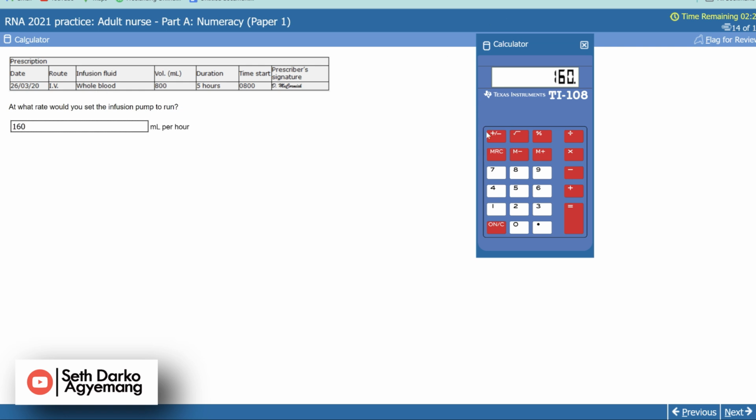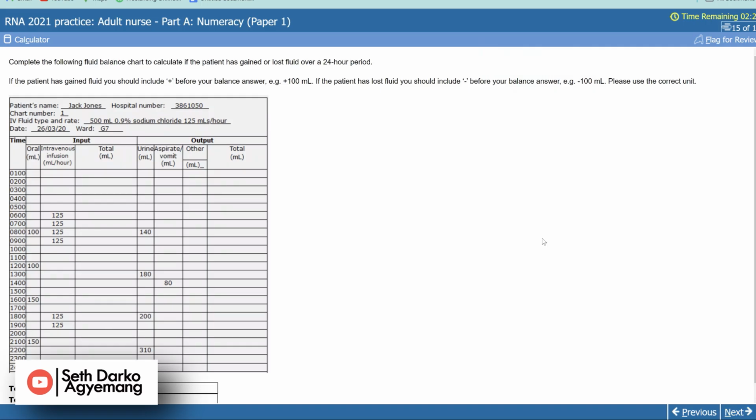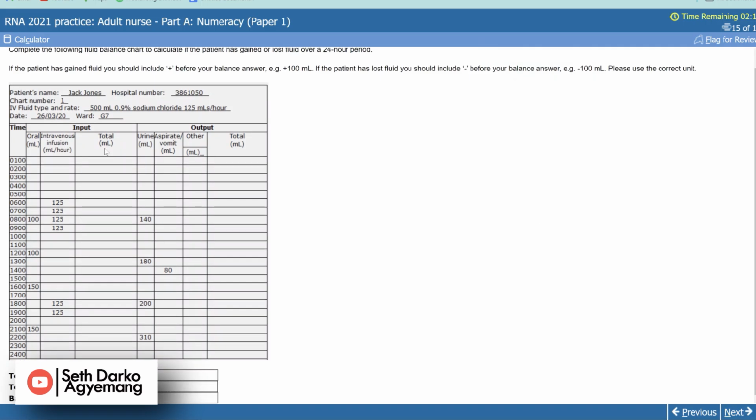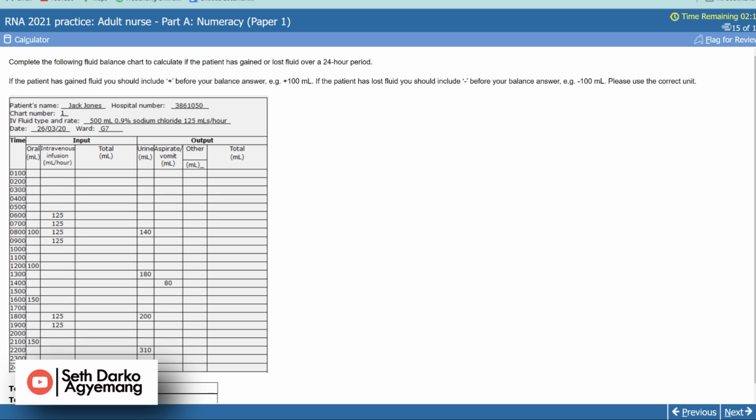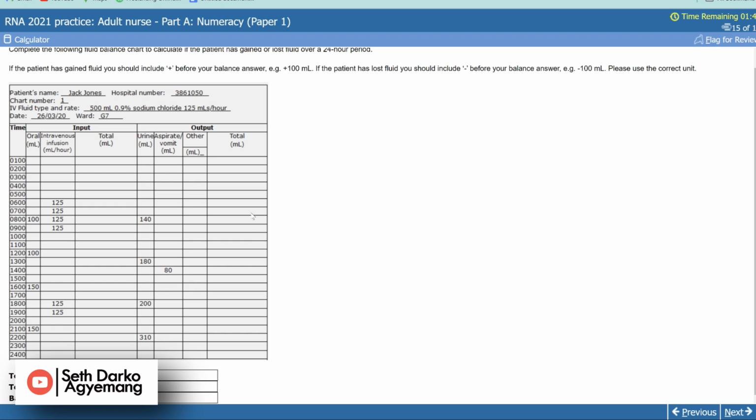So you've got to be very fast, otherwise you'll be caught up with time. And then I've got this question: fluid balance. If you're not familiar with this, I think I've got to make a video about this, but just give a thumbs up and let me know. It says complete the following fluid balance to calculate if the patient has gained or lost fluid. If the patient has gained fluid, you should include a plus before your balance answer, for example plus 100. If the patient has lost fluid, you have the negative balance. We've got just 1 minute to do this.